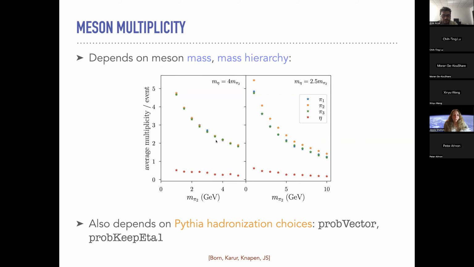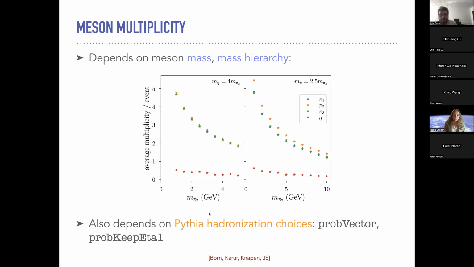On the isospin symmetry in the relative numbers of these particles, again, the mass splitting is small compared to the overall mass scale, and so you have an approximately isospin symmetric production here. Over here, because the eta now has to decay to pi 2s, the pi 2 multiplicity is larger compared to pi 1 and pi 3.